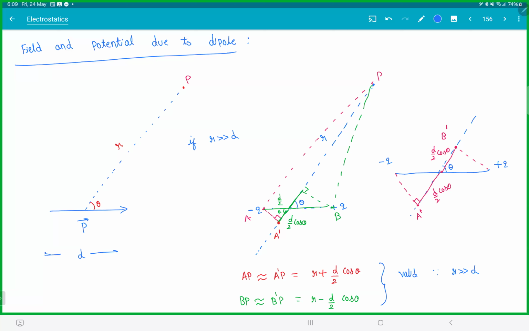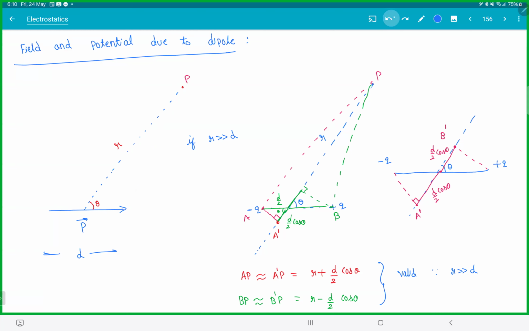When it comes again, I'll show you why we're doing this. Basically, I want to find the potential. Now, for potential, what is this formula? KQ by AP and KQ by BP, right? But it is not that easy to find this distance directly. This is R, this is theta, this is D by 2. I have to use the cosine rule to find this distance BP. We can find it, but it will be complex. All clear with the approximation?